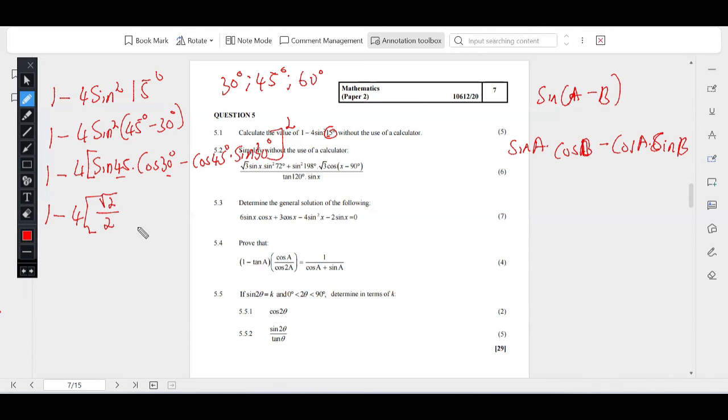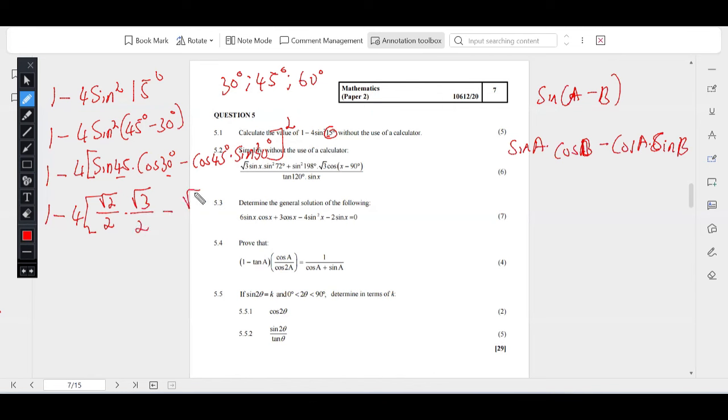Now, they won't be able to tell if you use the calculator or not, so you can simply punch this into the calculator, right? At this point, you can use a calculator. The restriction to not use the calculator is saying, don't just take this and punch it all into your calculator. You need to break it down according to what we have taught you in trigonometry. But it does not prohibit you from using the calculator after you have done that. So understand that instruction. Then this is root 2 over 2.